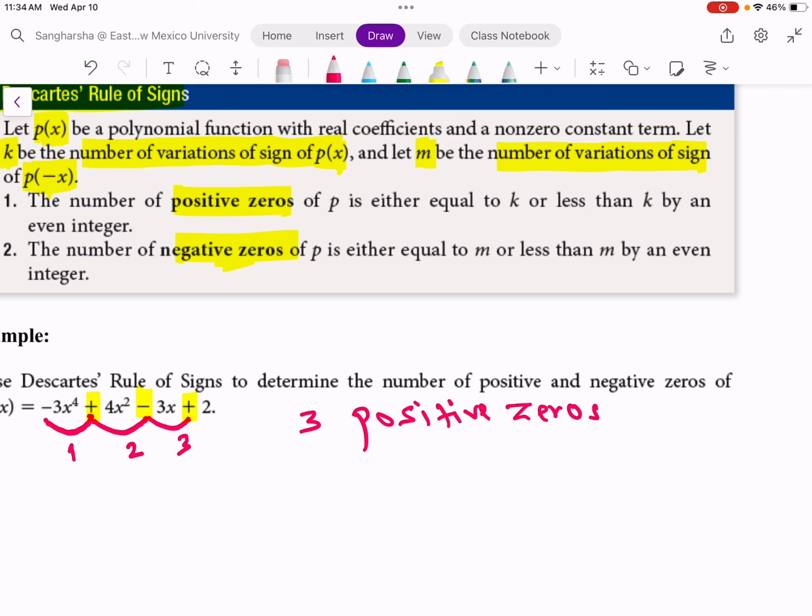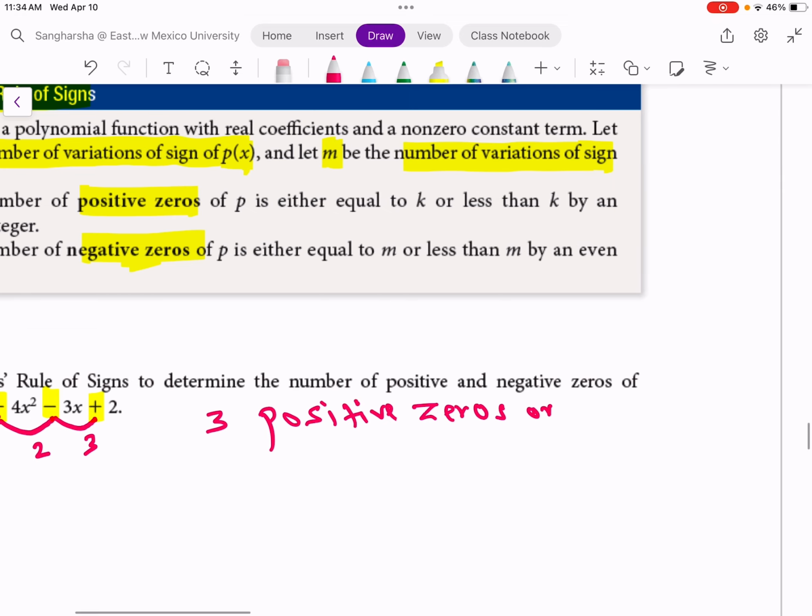Similarly, we want to know how many negative zeros we're going to find. It's not always 3, it could be 3 or fewer positive zeros.